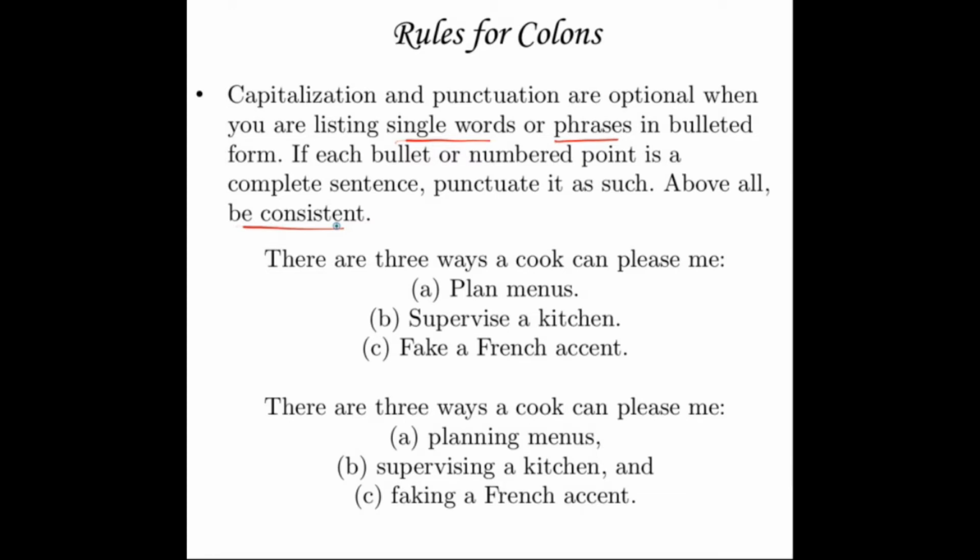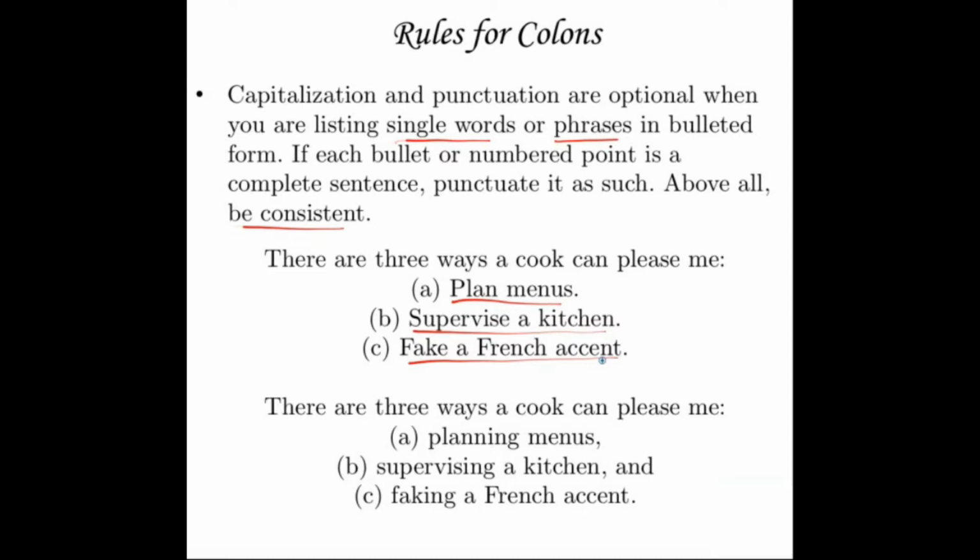There are 3 ways a cook can please me. A, plan menus. B, supervise a kitchen. C, fake a French accent. Now, in this case, each of these items in the list is a complete sentence. Plan menus, it's an imperative sentence. Supervise a kitchen, imperative sentence. Fake a French accent, imperative sentence. Has an implied subject, you, and it has a verb. It's a complete sentence. Now let's look at it the other way.